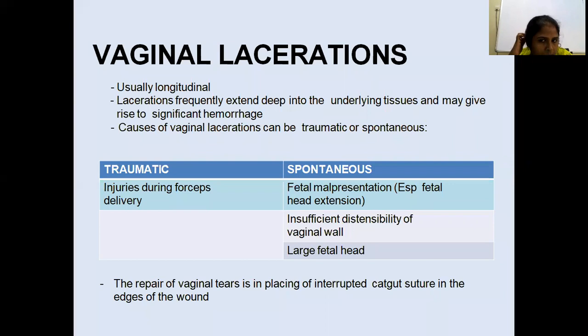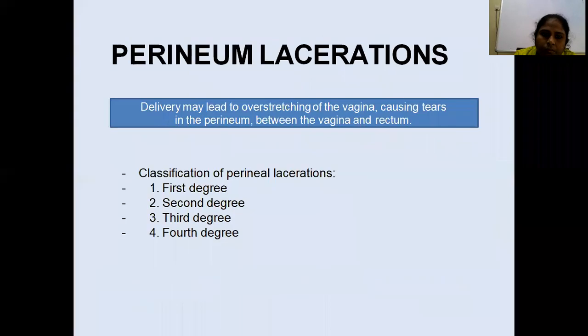Vaginal lacerations are usually longitudinal lacerations. They extend into the underlying tissues. They can be traumatic or spontaneous. Traumatic vaginal lacerations are mainly due to forceps deliveries. Spontaneous vaginal lacerations occur in malpresentations or a very big fetal head. Then come the perineal lacerations, which are classified into first degree, second degree, third degree, and fourth degree.